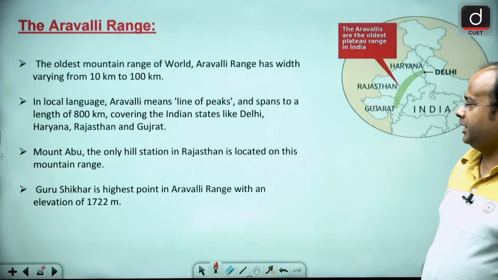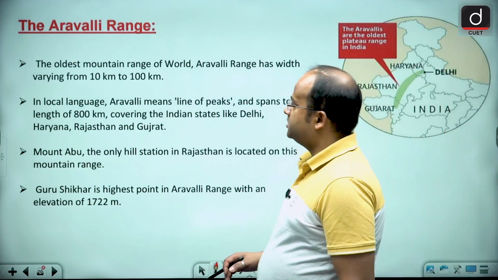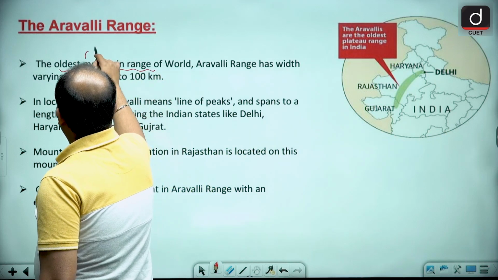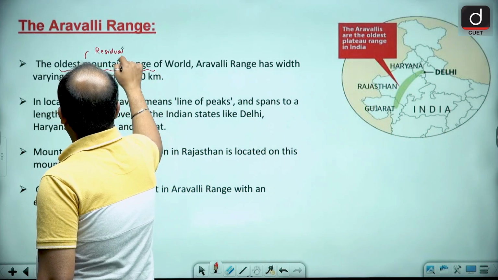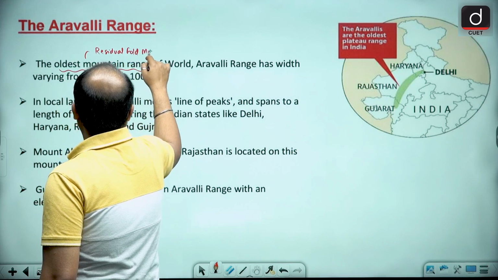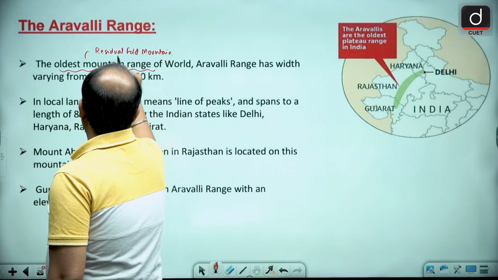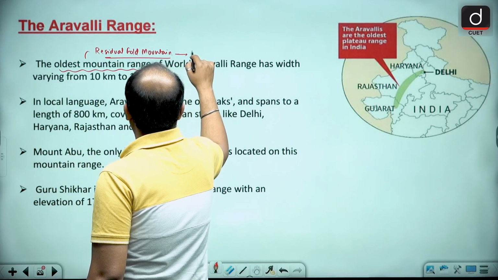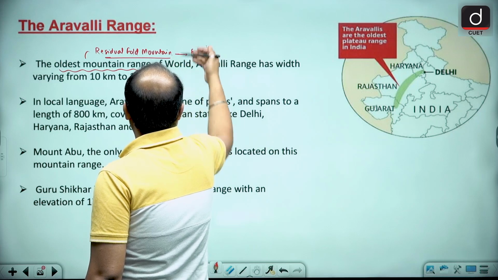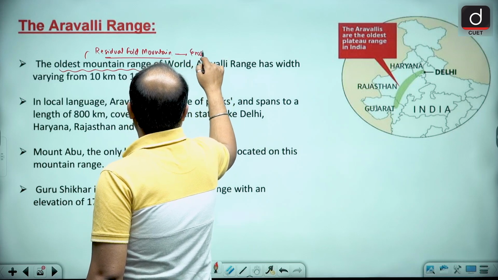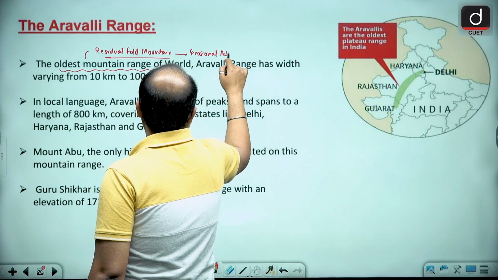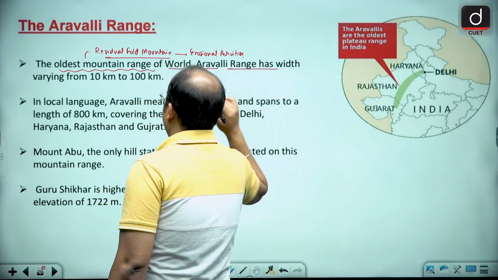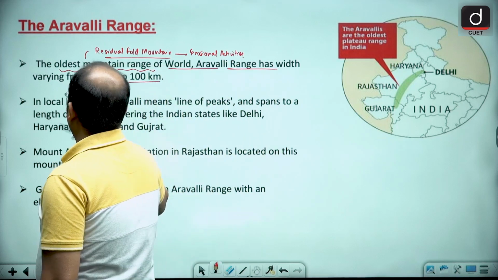Next we have the Aravalli range. Aravalli is the oldest fold mountain. Now it is a residual fold mountain in nature that has been devastated due to erosional activities. It is one of the oldest ranges and has a width from 10 km to 100 km.